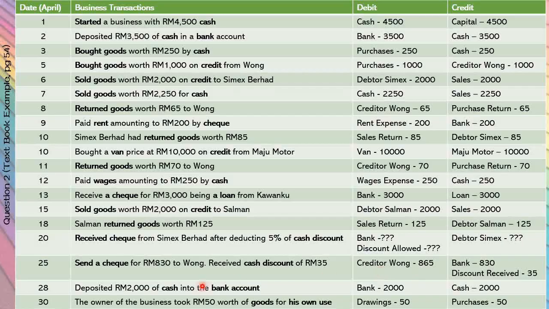Okay, deposited $2,000 of cash into bank account. Right, again sama macam yang ni lah. Sama ya. So debit bank, credit cash. The owner of the business took RM50 worth of goods for his own use. So ni adalah drawing. Drawing mengurangkan capital sebelah debit. So debit drawing, credit purchases ya, sebab dia ambil goods. Kalau dia ambil RM50 cash, awak credit cash RM50. Tapi sebab dia ambil goods, so kita credit purchases. Drawing mengurangkan inventory kita lah. So awak credit purchases.